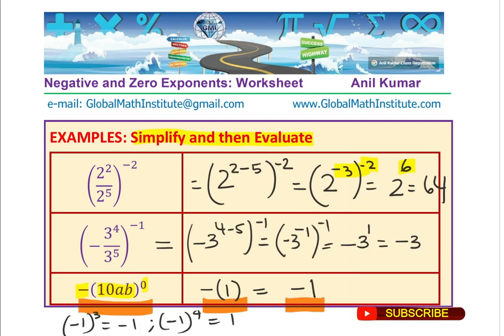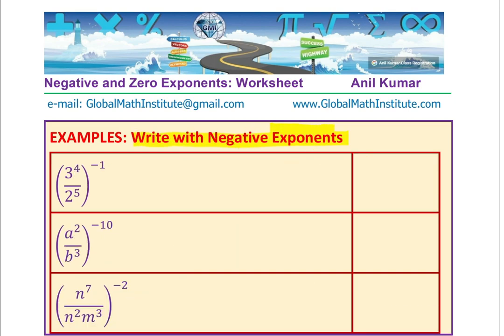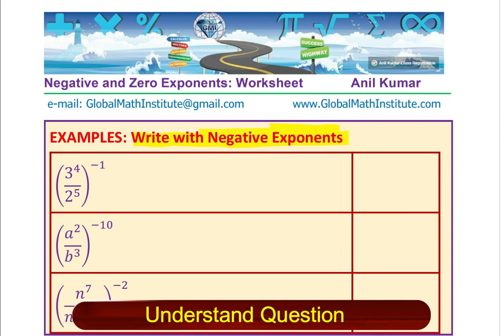Earlier it was simplify and then evaluate. Do you see that word? Evaluate. It means find the value. Now here we have to only write as a negative exponent, right? Maintain the exponent as negative. So let's go through this, right?